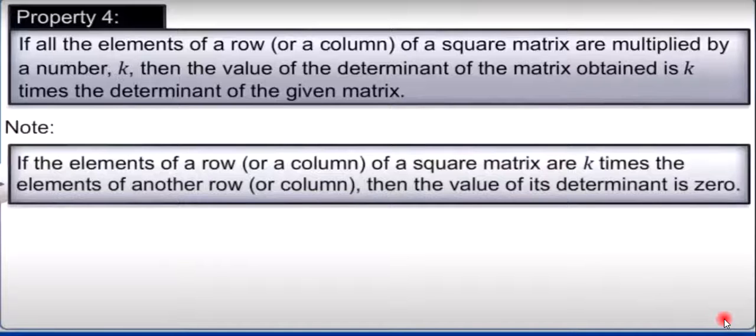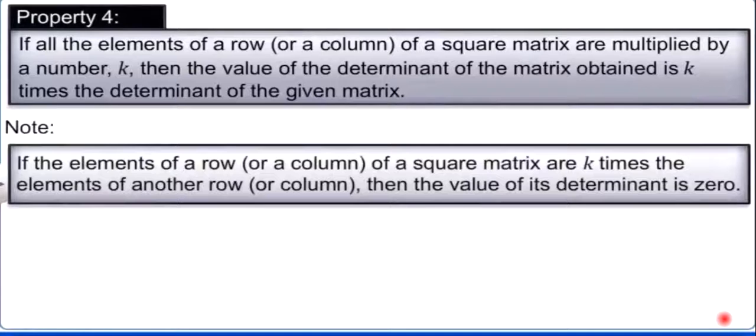Results can be deduced from this property. The first is that if the elements of a row or a column of a square matrix are k times the elements of another row or column, that is, if two rows or columns of a determinant are proportional, then the value of its determinant is 0. Let's verify this result with an example.